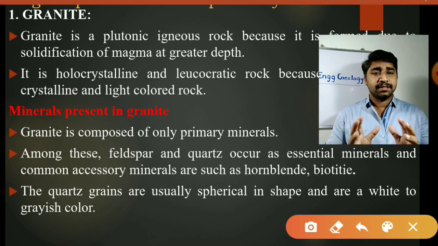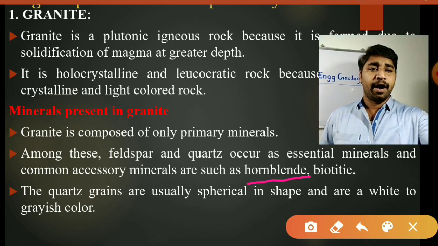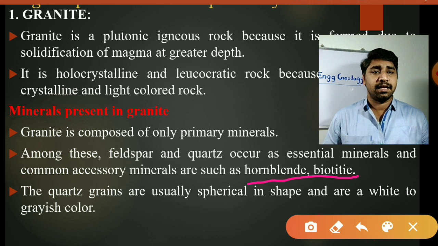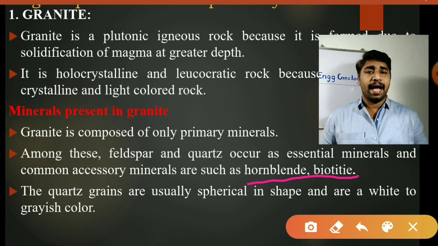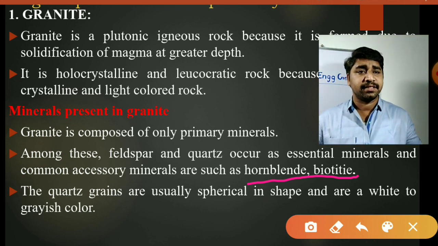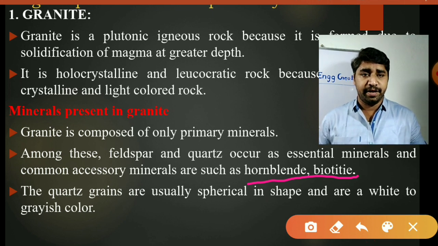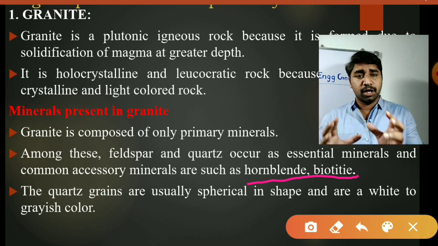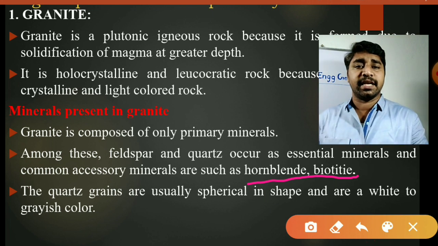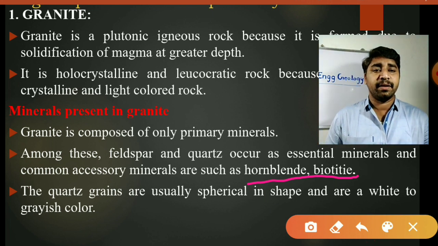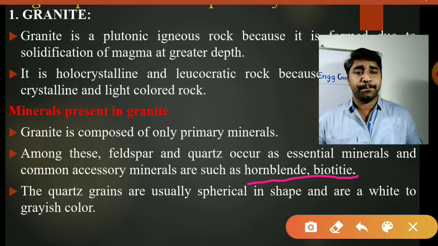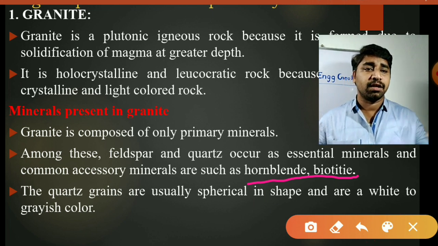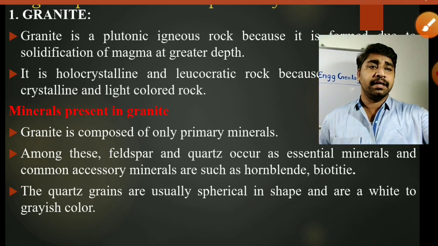Coming to the accessory minerals, hornblende and biotite are the accessory minerals. These two may be present in some varieties and may not be present in other varieties. Quartz grains are usually spherical in shape and white to grayish in color. Among quartz and feldspar, quartz grains are most of the time available as spherical in shape and white to grayish in color. Those are quartz particles or quartz grains.